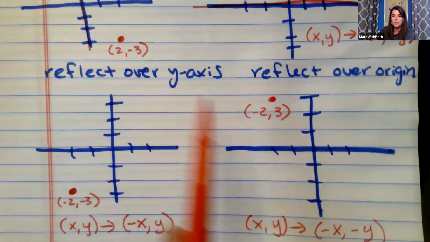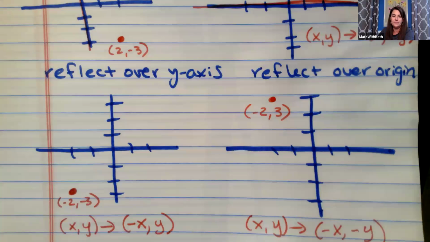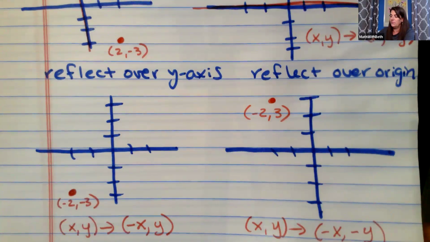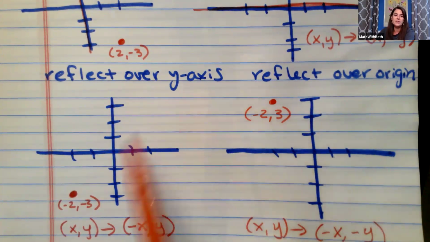So instead of +2, I'm at -2. Instead of -3, I'm at +3. So reflecting over the x changes the y. Reflecting over the y changed the x. And reflecting over the origin changed both.